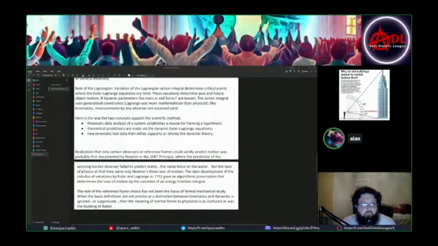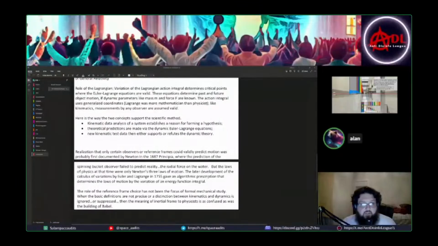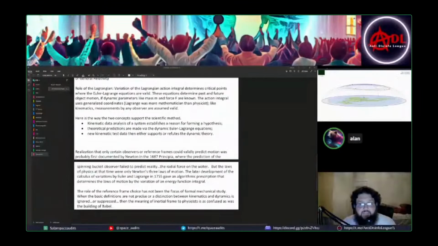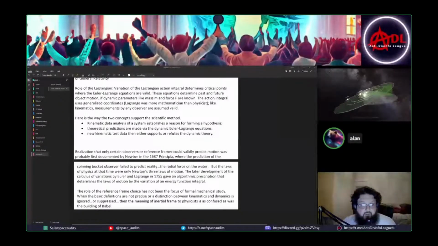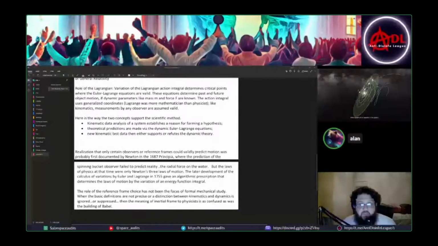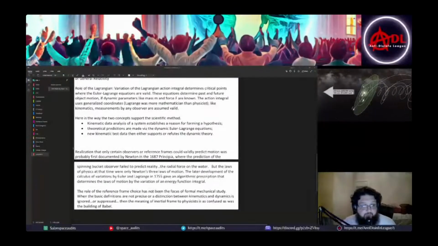So here is the way the two concepts support the scientific method. Kinematic data analysis of a system establishes a reason for forming a hypothesis. Theoretical predictions are made via the dynamic Euler-Lagrange equations. New kinematic test data either supports or refutes the dynamic theory.